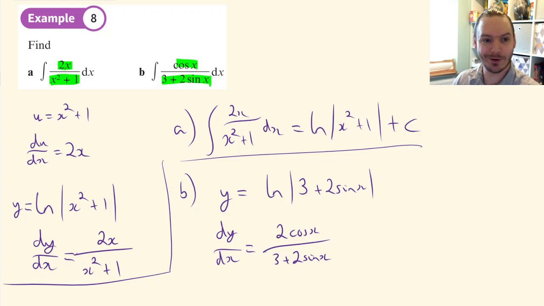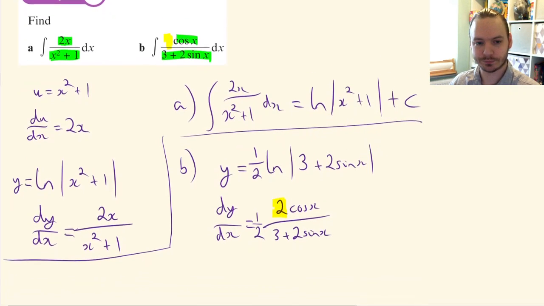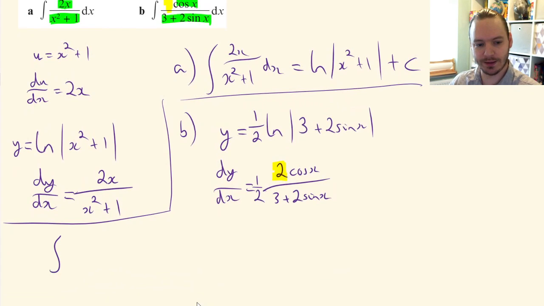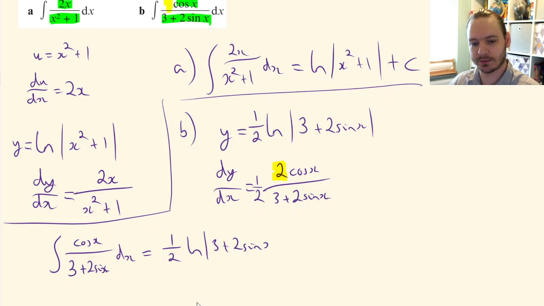So this isn't quite right, because now I have this factor of 2 in here, which I don't have here. So what I need to do to adjust is I need to make this half the size, which makes my derivative half the size, and then we're exactly where we want to be. And that means that the integral of cos x over 3 plus 2 sin x with respect to x is half ln 3 plus 2 sin x, again plus some constant of integration.